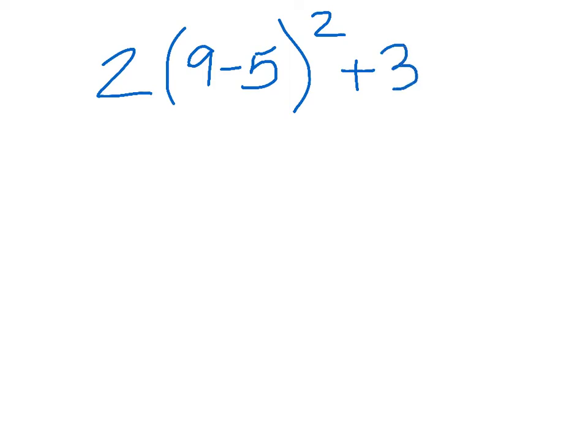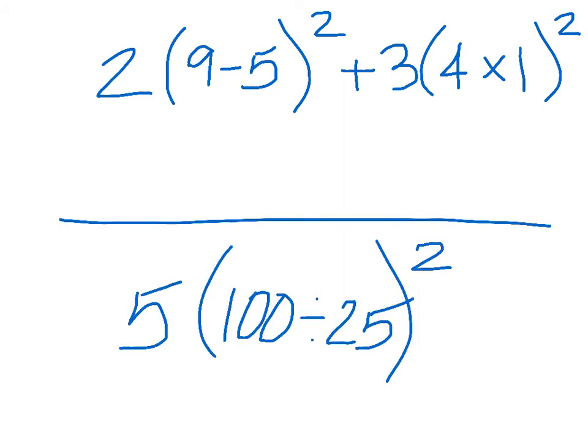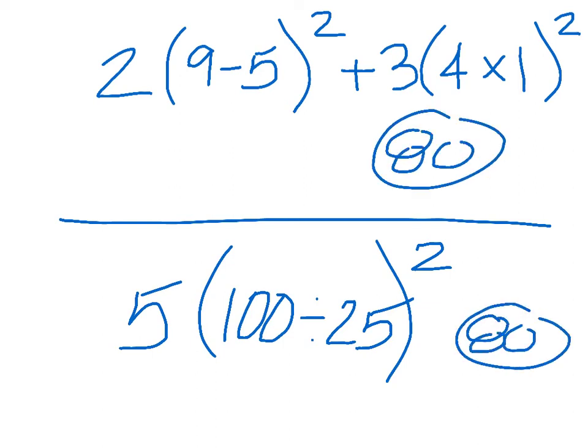The bonus problem. 2 times the quantity squared of 9 minus 5, close the quantity, plus 3 times the quantity squared of 4 times 1. The answer to both bonuses was 80 in each case.